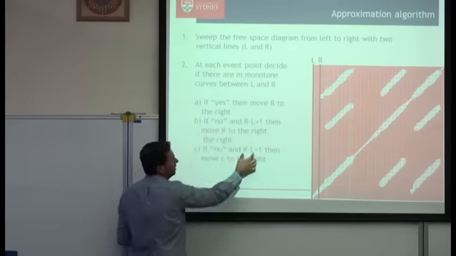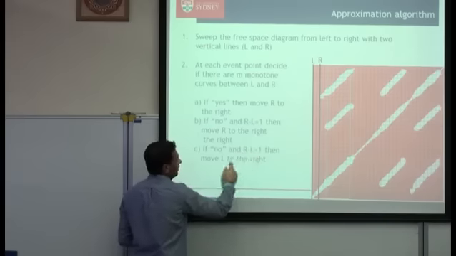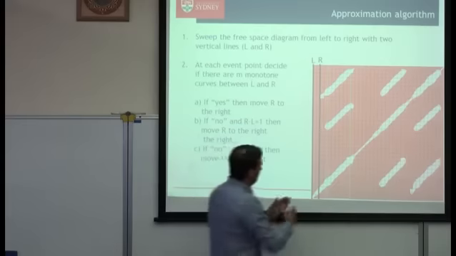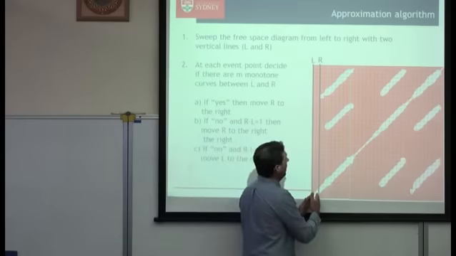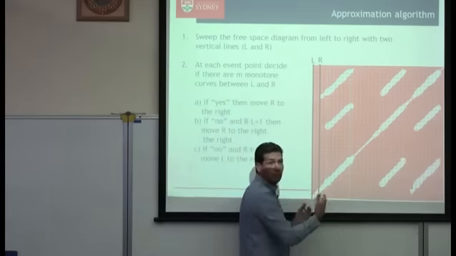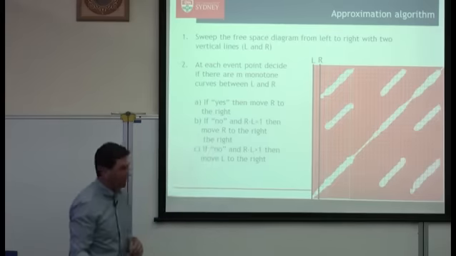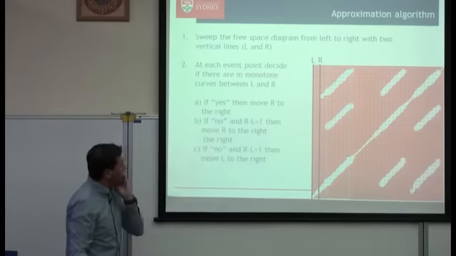If no, and the distance between R and L is greater than 1, then move L to the right. So I will just more or less move L and R to the right until I find M monotone paths between L and R. So let's see.